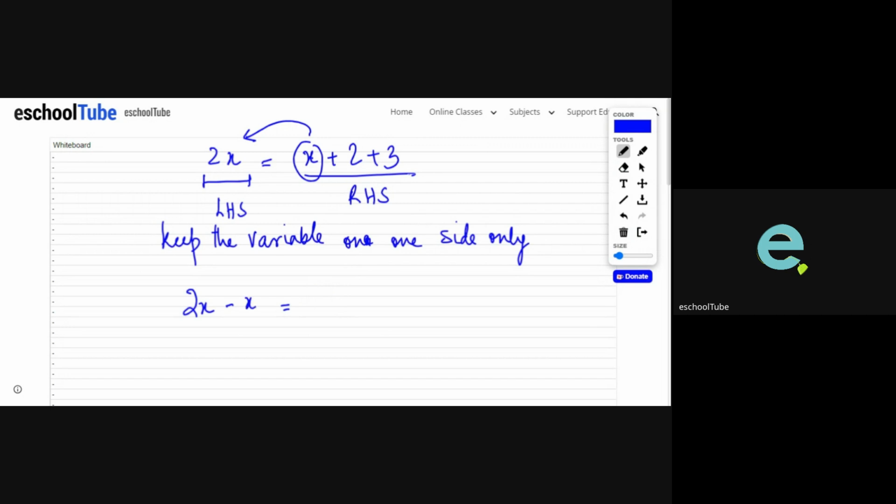And what remains on the right side? 2 plus 3. So 2x minus 1x is equal to positive 1x. And 2 plus 3 is 5. So you get the value x equal to 5.